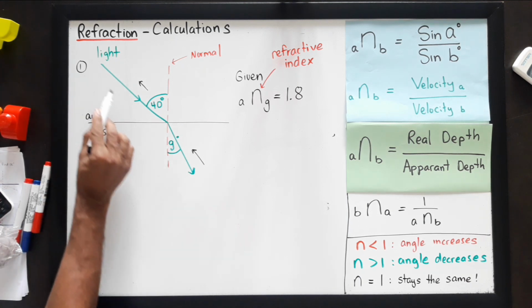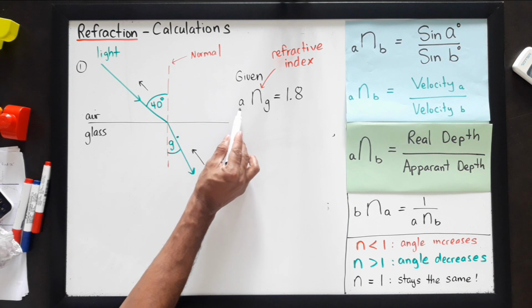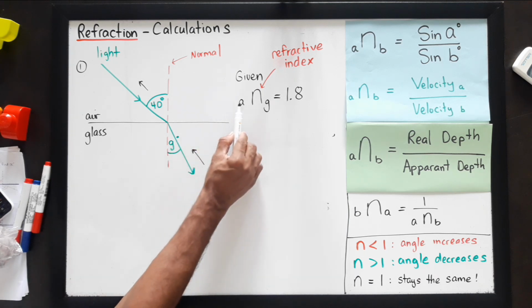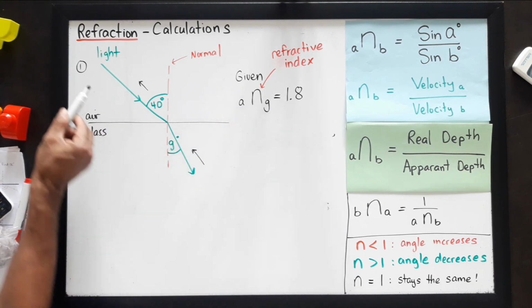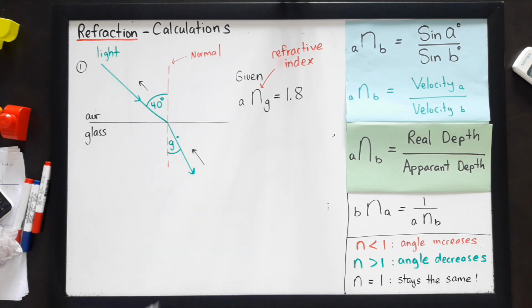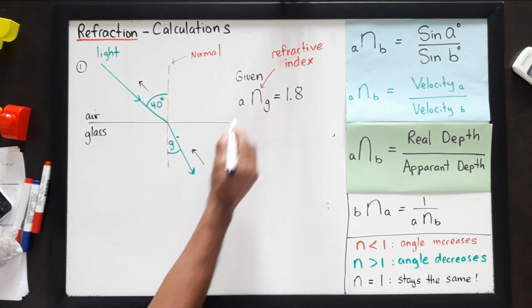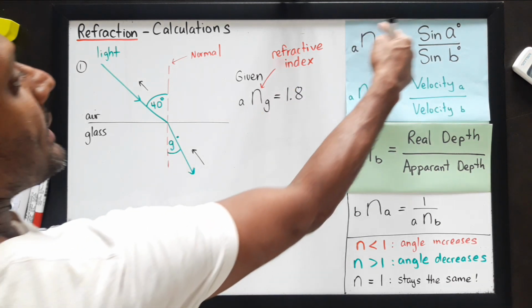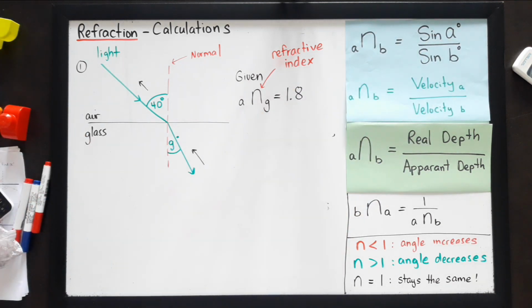So the light is going from air to glass. Do we have the correct refractive index? Yes. A comes first and G comes second. This means the light is in the air first and afterwards it goes into G. So no tricks. So let's use this formula. This formula helps us to calculate the angle.